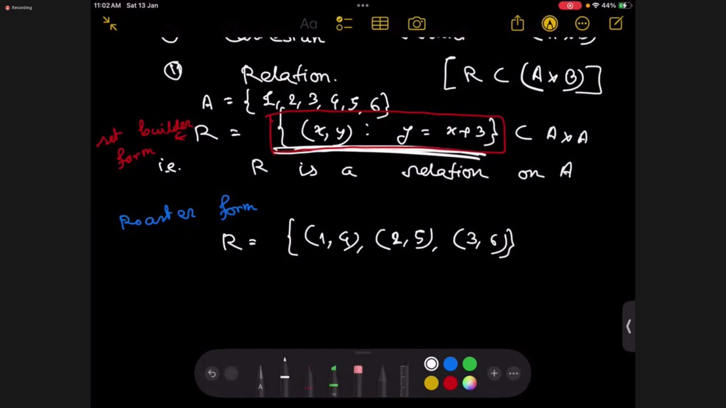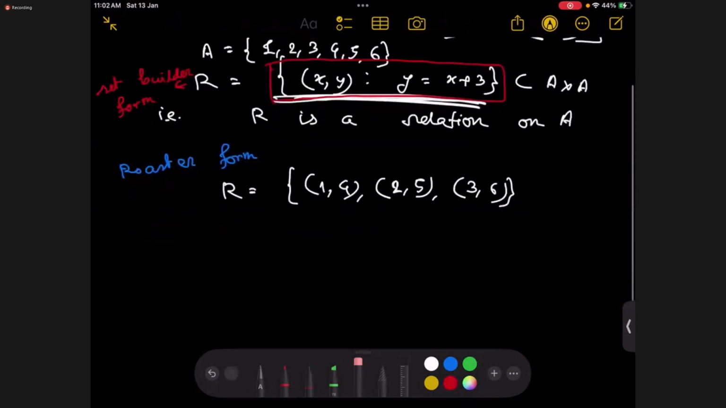Except these three elements, we can't have any others, because if I take x equals 4, then y equals 7, and 7 is not in A. That is, the element (4, 7) does not belong to A Cartesian product A. So we can't take this element or further elements. Okay, so we end at this point.